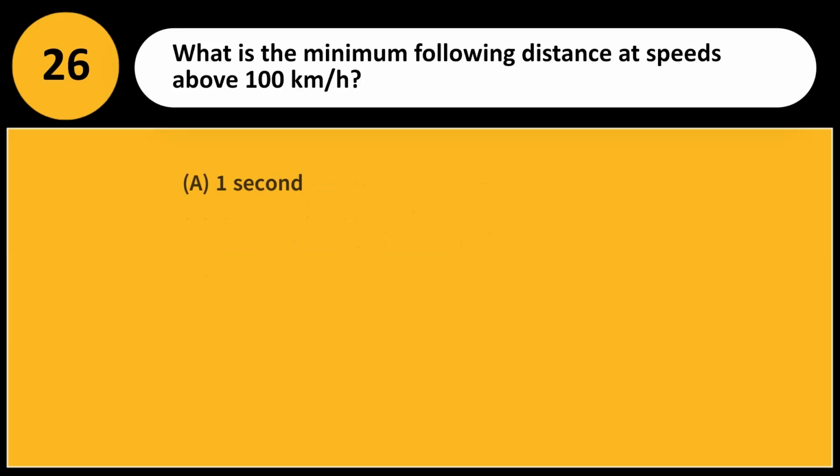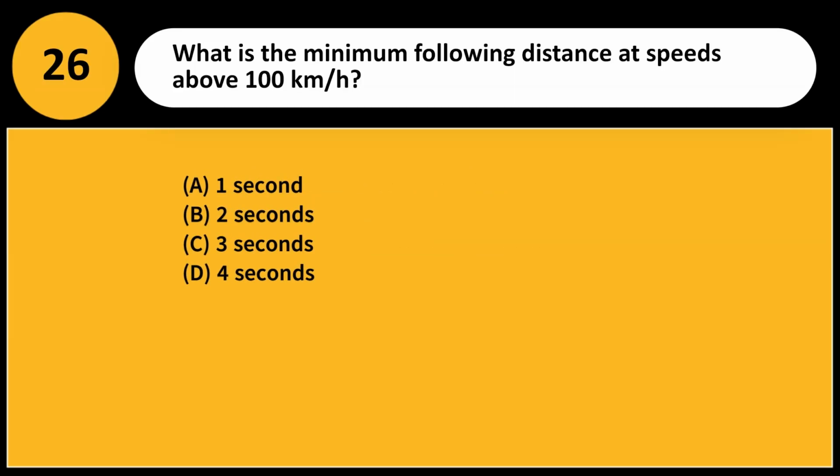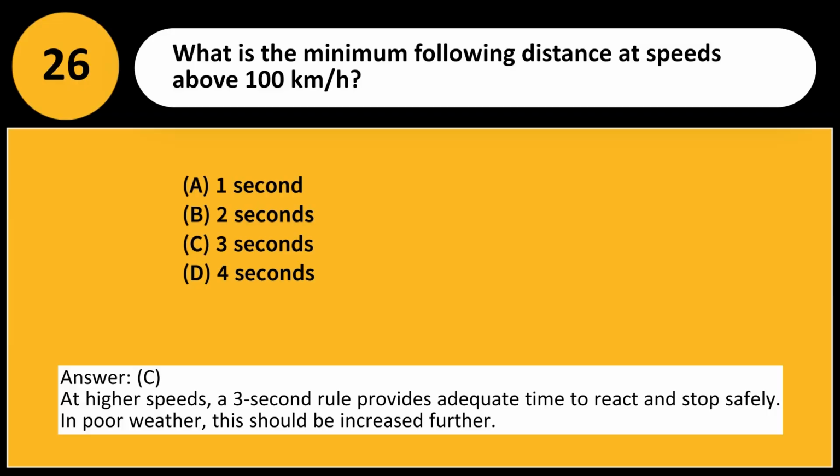What is the minimum following distance at speeds above 100 km per hour? A. 1 second. B. 2 seconds. C. 3 seconds. D. 4 seconds. Answer: C. At higher speeds, a 3-second rule provides adequate time to react and stop safely. In poor weather, this should be increased further.